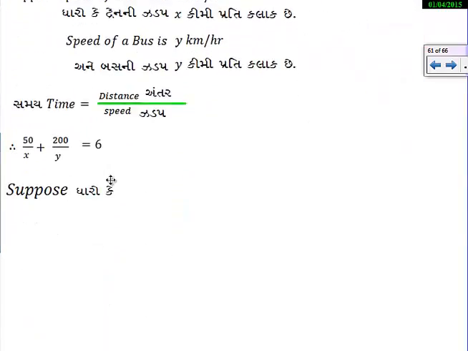Okay, now I will suppose 1 upon x is a and 1 upon y is b. So ये equation क्या हो जाएगा? 50a plus 200b is equal to 6. So that will be my equation number 1.